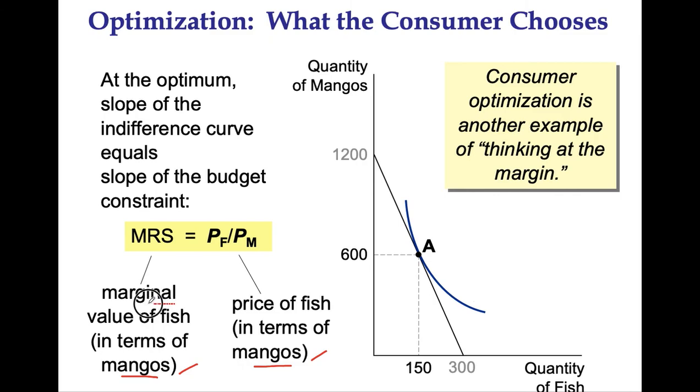So you see here the word marginal. This can be seen as the consumer optimization being another example of thinking at the margin. You remember this principle we have seen in chapter 1, Principles of Economics, that individuals always think at the margin.